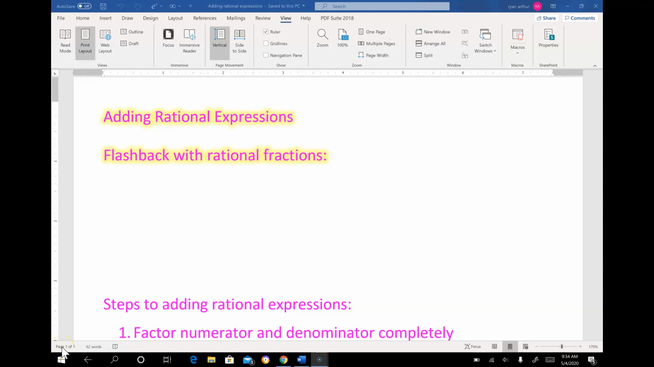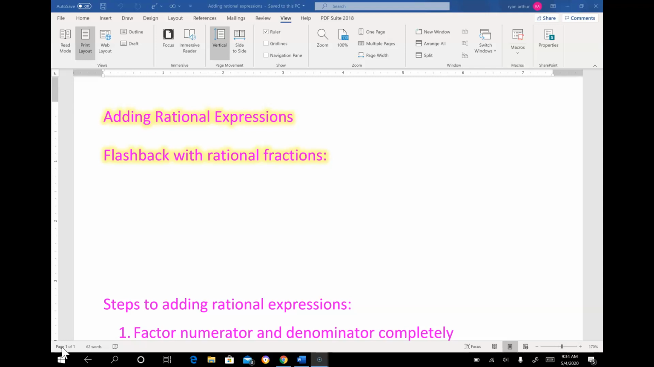Alright guys, so today we are going to talk about adding rational expressions. It's a little bit different. There's a couple extra steps than multiplying and dividing rational expressions. How I'm going to get us to remember that is we're going to flash back to some rational fractions. And a rational fraction is just a fraction.